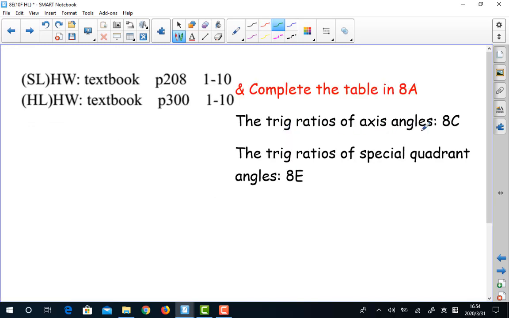The trig ratios of axis angles can be reviewed in 8C. The trig ratios of special quadrant angles have been introduced in 8E. This is the end of this lesson.